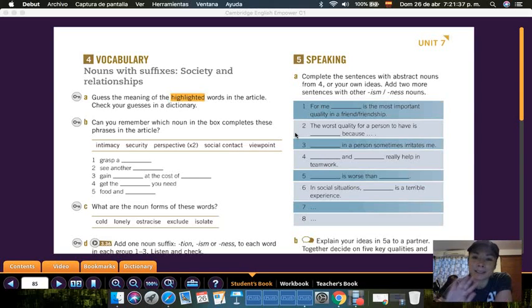Hi guys, welcome back. Today we're going to work on page 85, vocabulary, nouns with suffixes, society, and relationships. Guess the meaning of the highlighted words in the article. Check your guesses in the dictionary.